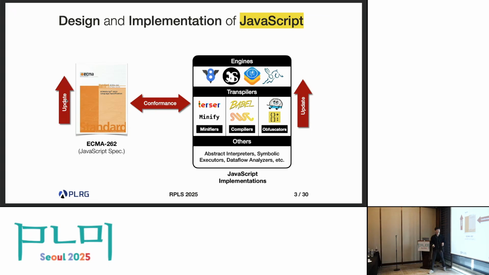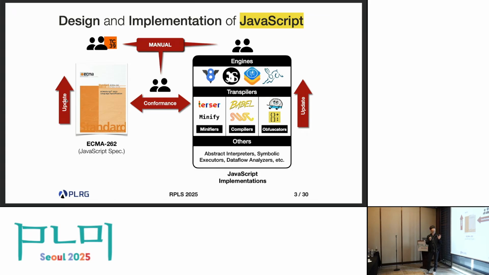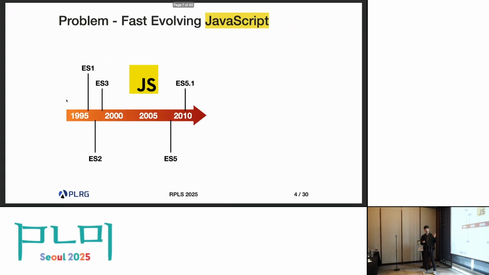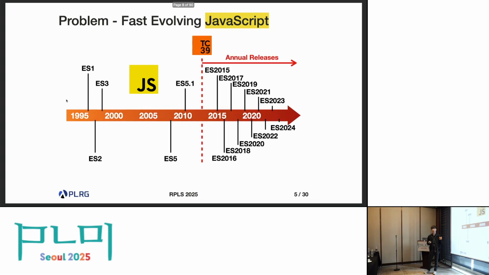Here, we need to check their conformance, but the problem is that we need to manually update all these specifications and implementations by hand. Until before 2015, it was not a big problem because the JavaScript language was rarely updated, but since 2015 it has become a much more critical problem because TC39 decided to update the specification annually. So every year, we have new language features, and all the implementations should follow up to support them.